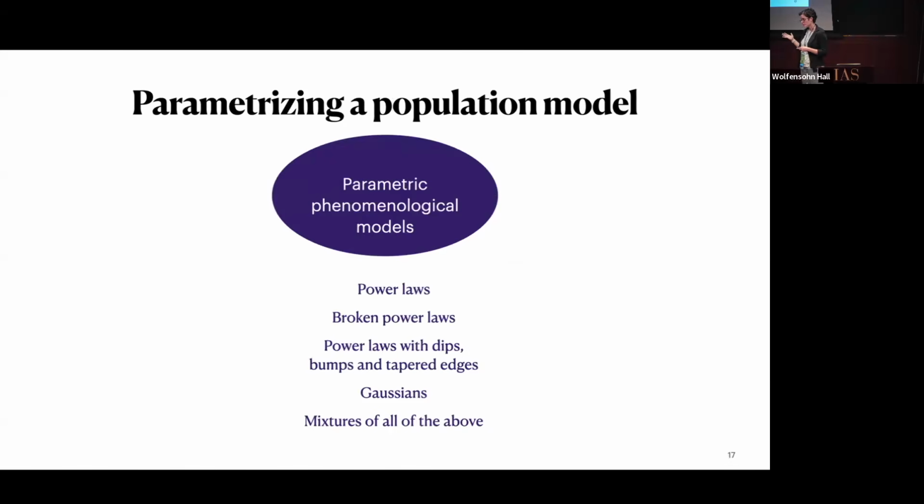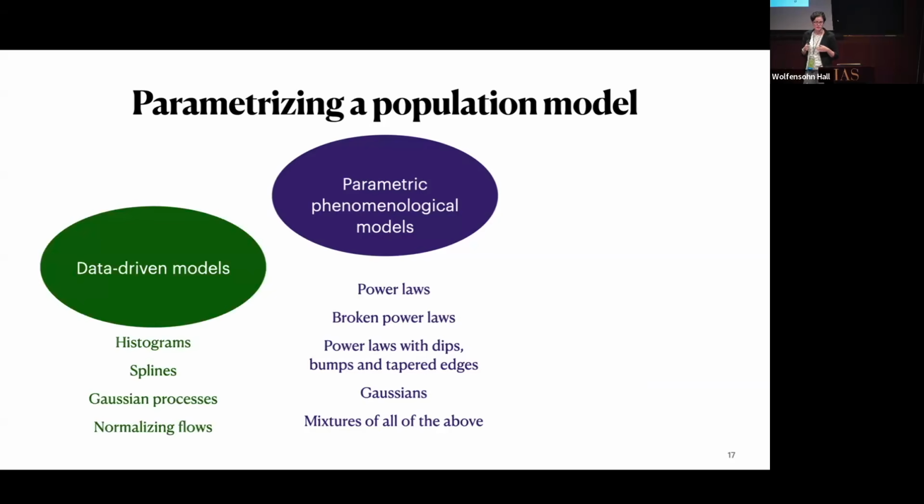So now I'll give some examples of what those different parametrizations of your population model could look like. And so the first thing, which we've already kind of seen, is a parametric phenomenological model. So these are things like power laws, broken power laws with dips, bumps, and tapered edges, Gaussians, and mixtures of all of the above. So almost all of the parametric phenomenological models you see are just some variations of power laws and Gaussians, maybe some beta distribution sometimes. And really, we're just not very creative.